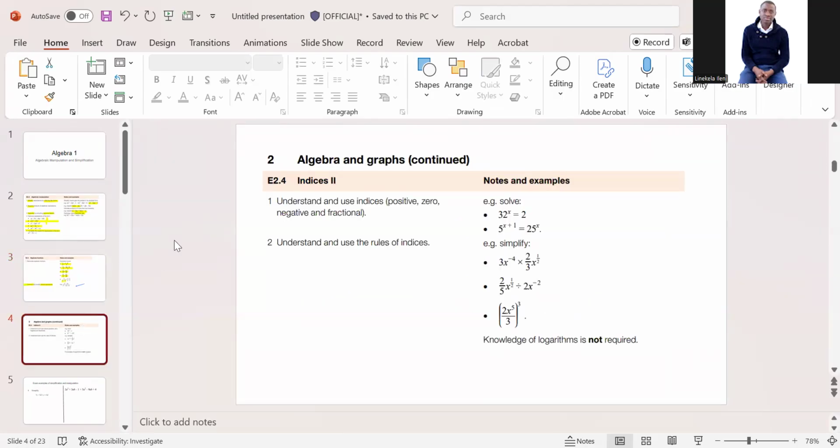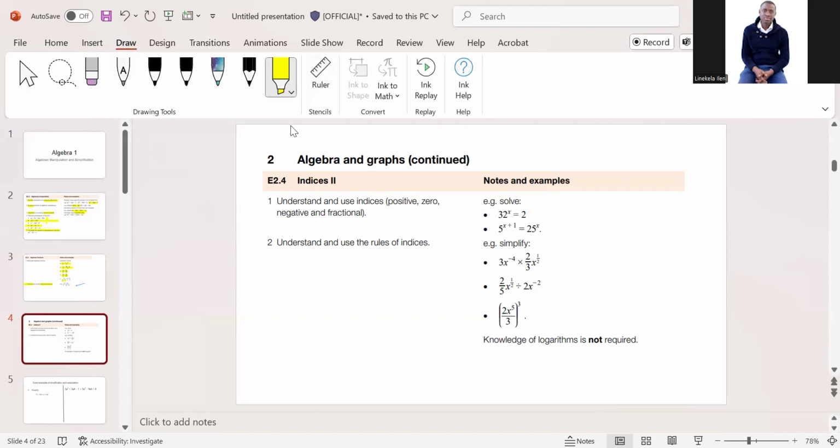And then the last one is indices. Indices is really a question that pops up every now and then.